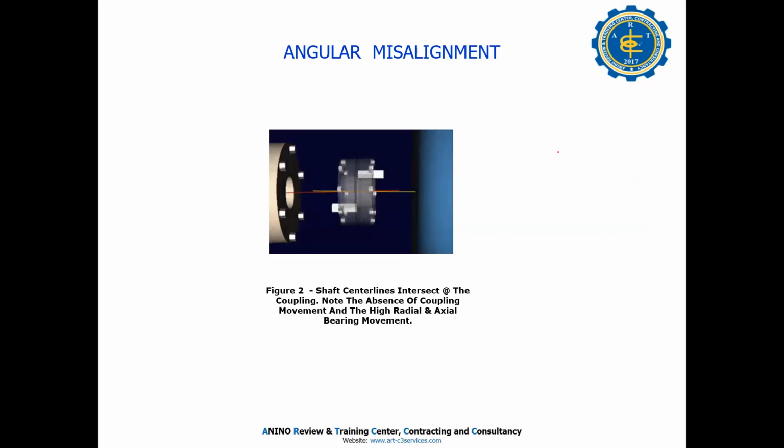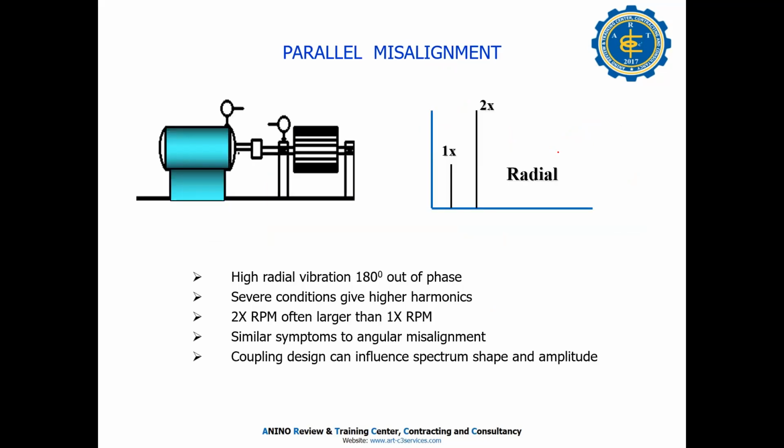That's the movement of the angular misalignment when the equipment runs, with high axial 1x and 2x. In the parallel misalignment, there is high radial vibration 180 degrees out of phase. Severe conditions give higher harmonics, with 2 times RPM often larger than 1 times RPM.